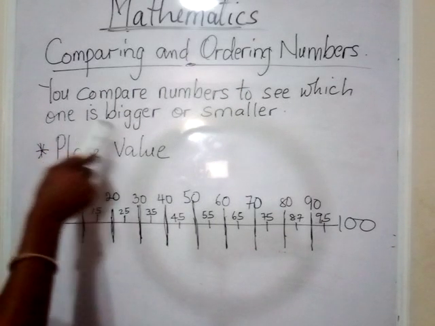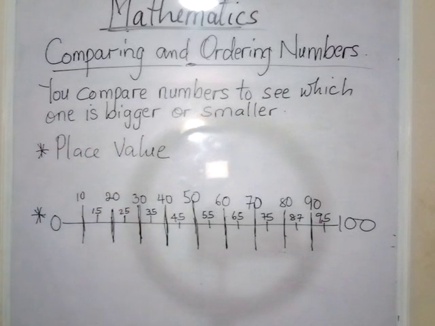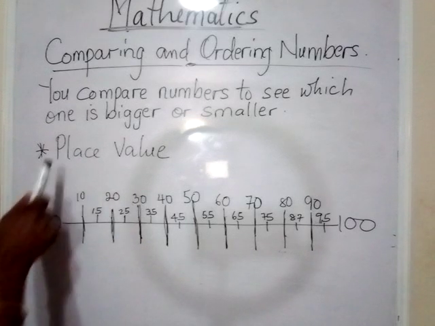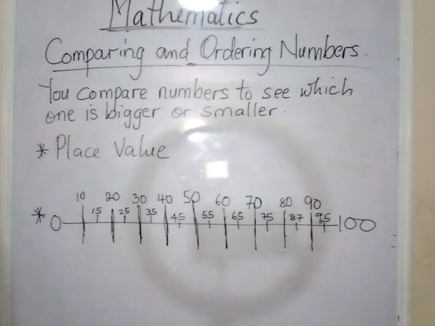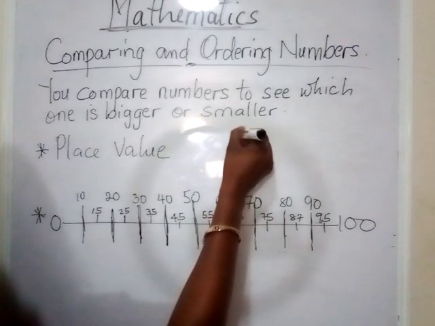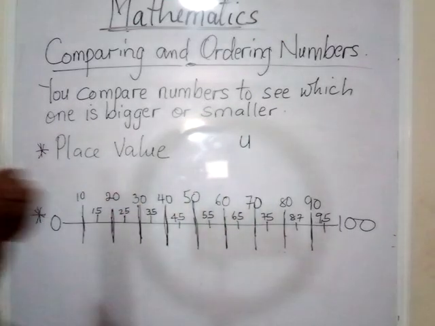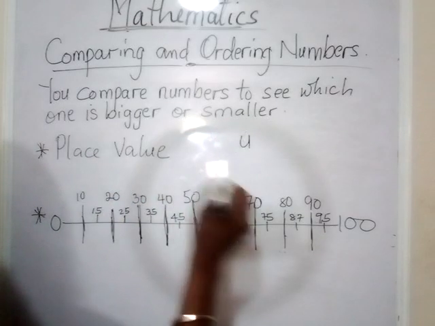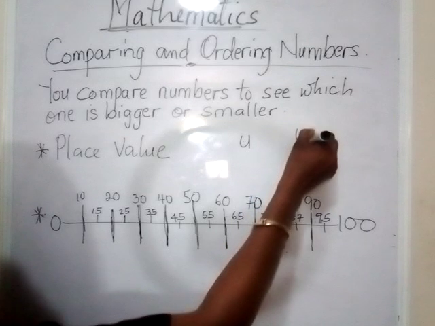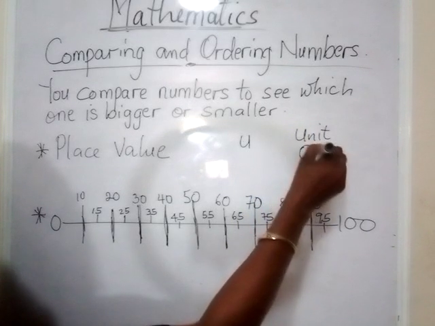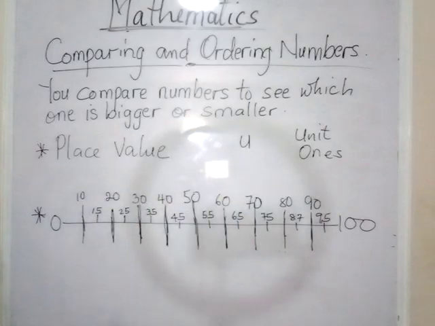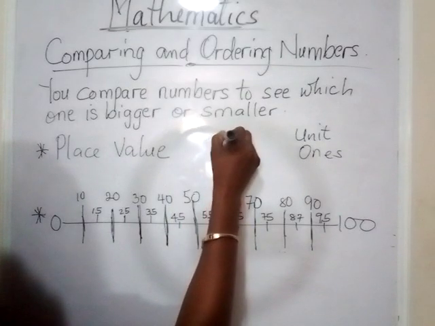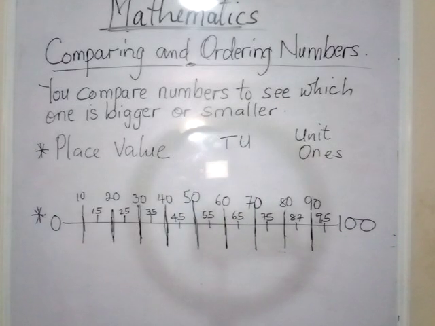Before we move on to comparing numbers, we need to remind ourselves of what we have learned in our previous lessons. Remember, we talked about place value. If a number is a single digit number, that number falls under units, or ones. Among whole numbers, this has the smallest value. And after units, we have tens.